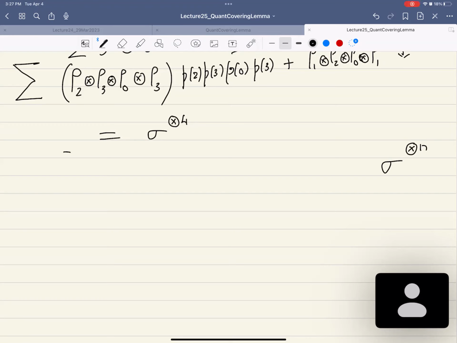So now, if Bob has to see sigma tensor n, I am saying Alice must have a big library. What is that big library? For each possible x^n sequence, she must be able to prepare rho x^n.